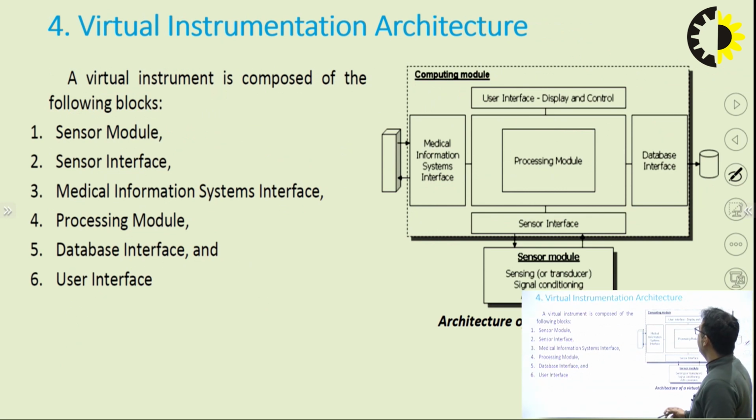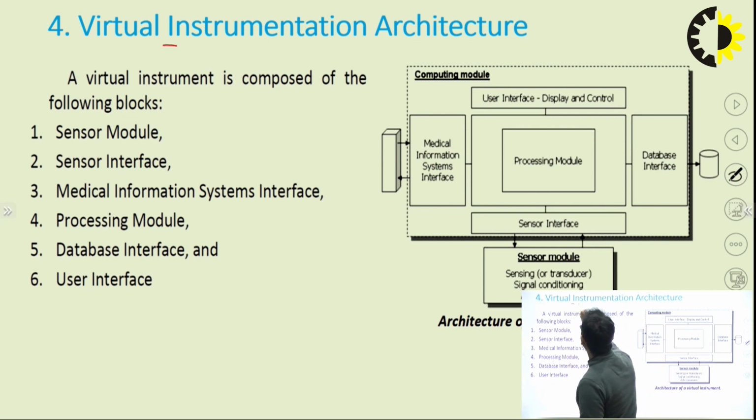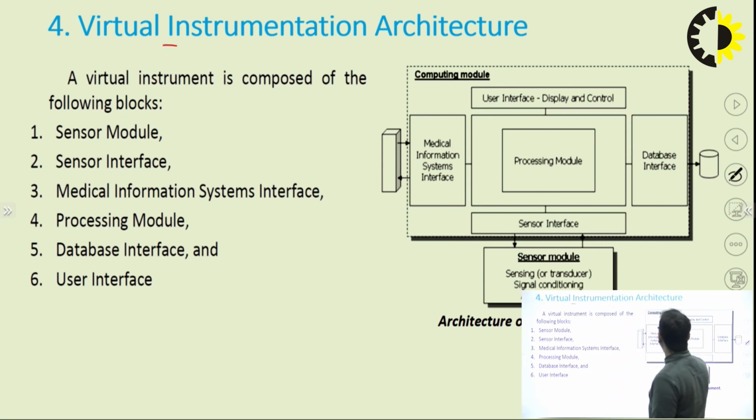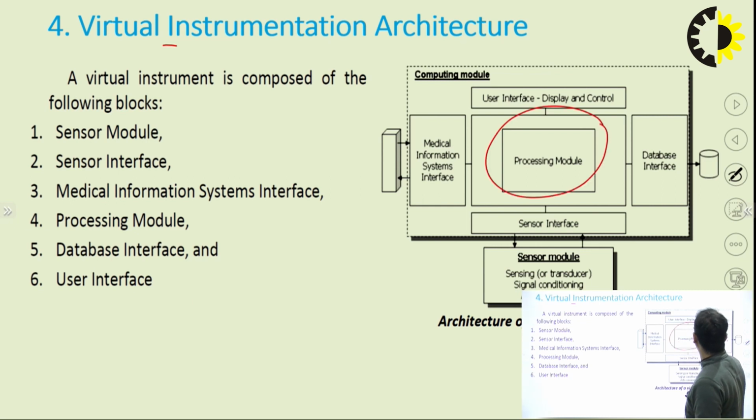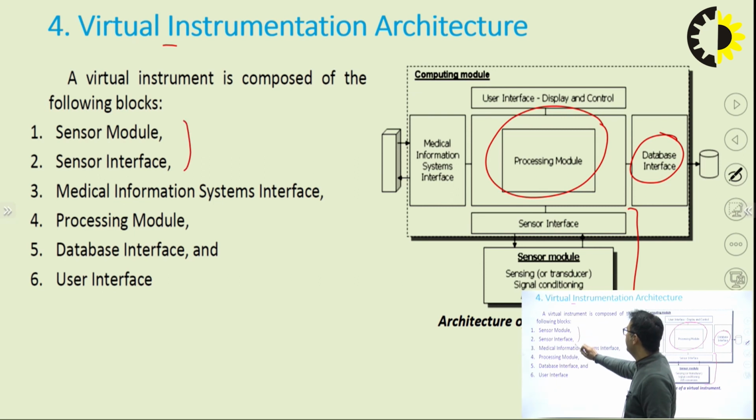So what is next? Architecture of our virtual instrumentation. This is basically the main block in this architecture: the processing data interface module, and all the rest of the modules are available in other hardware based instrumentation as well, that is the sensor module or sensor interface.